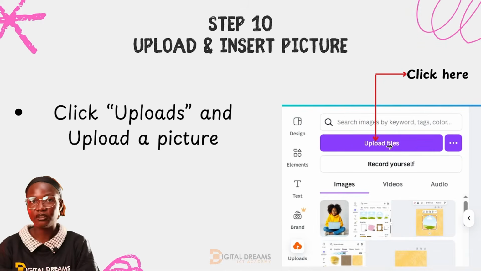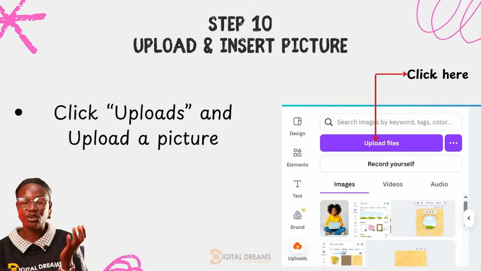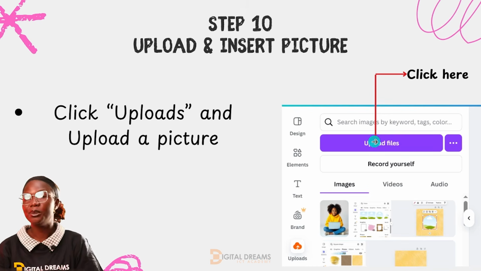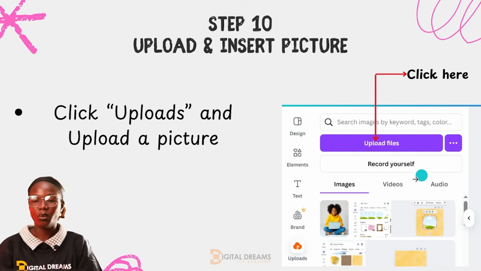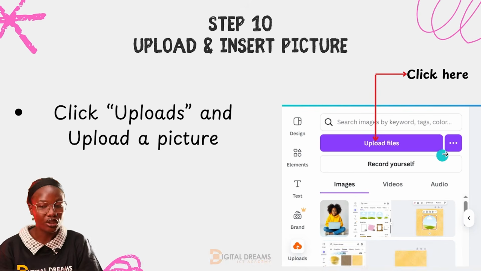Once you click on upload files, it will bring out another page which shows all your documents, your files, your pictures, your videos. And then you can just go there, check any picture you want to use. Once you click on it, the picture will start uploading. Once the picture uploads, you will see the picture right here at your images. If it is video, you click on the video. If it is audio, you click on the audio.